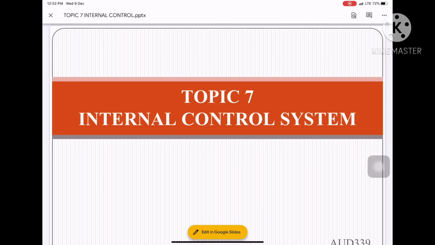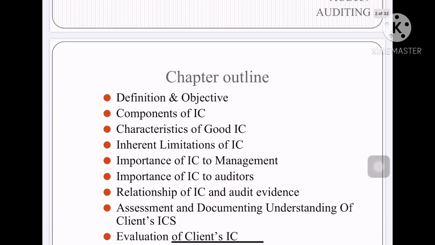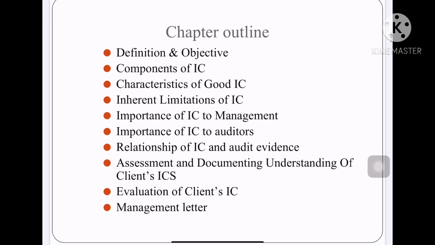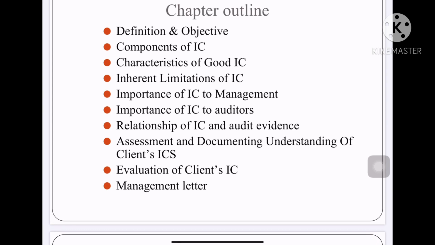Move on to our next topic, which is topic 7, internal control system. These are the outlines that we would like to cover in our topic. The first one is definition, objective, components of internal control, characteristics of good internal control, inherent limitation, importance of internal control to management and also to the auditors, and then the relationship of internal control and audit evidence, and assessment and documenting understanding of clients' internal control.